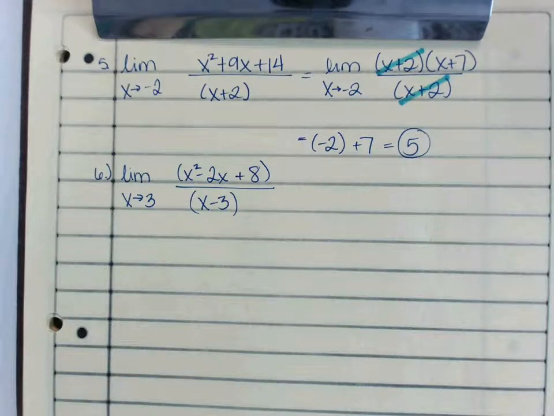Okay, then what are my factors for 8? 1 times 8 or 2 times 4. Do any of those give me negative 2 when I add them? Now, when I subtract them, I can get 2. But when I add them, can I get 2? No. So this is prime.